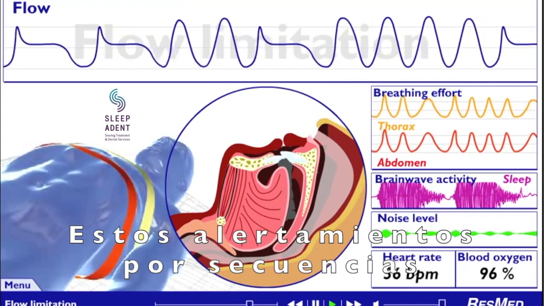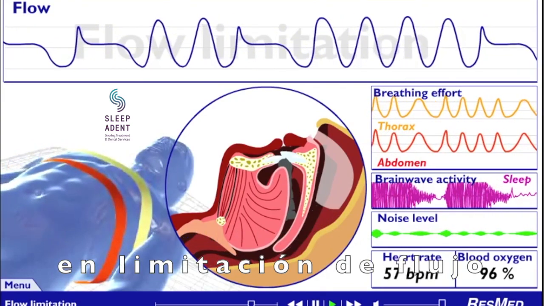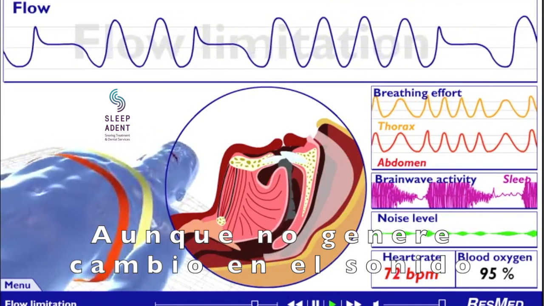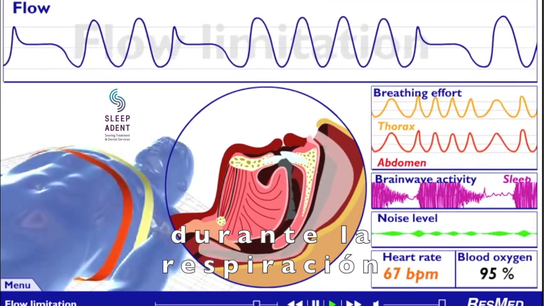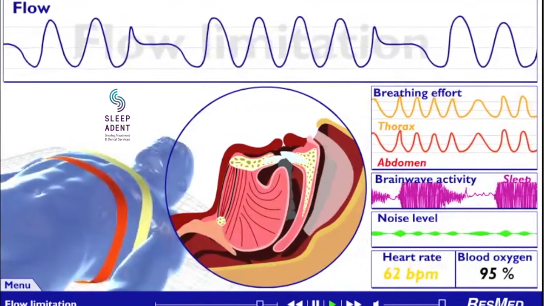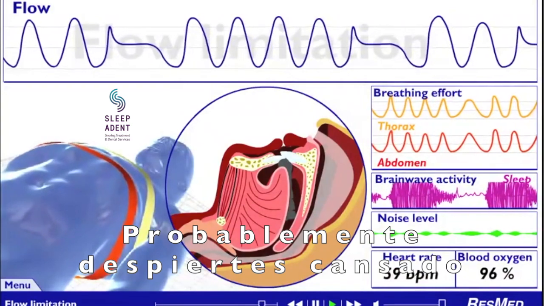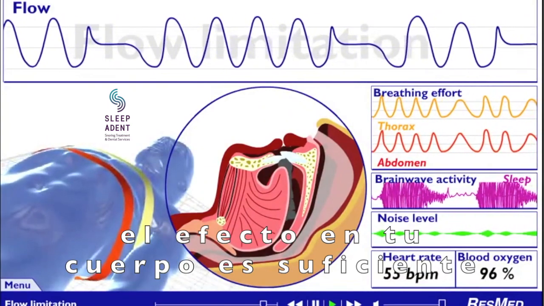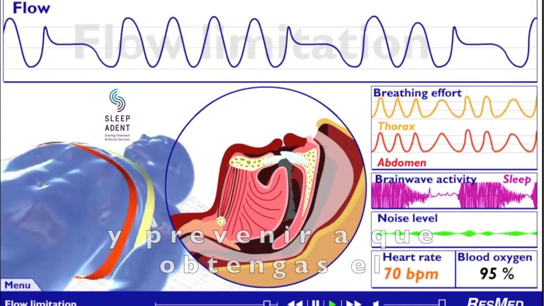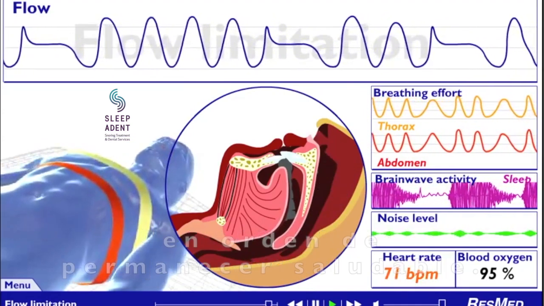This flow limitation arousal sequence may occur several times every hour. Although there may not be much change in the sounds of your breathing, your partner may notice you tossing and turning restlessly. You may wake up feeling tired. The effect on your body is strong enough to disturb your sleep and prevent you from getting the real rest you need in order to be healthy.